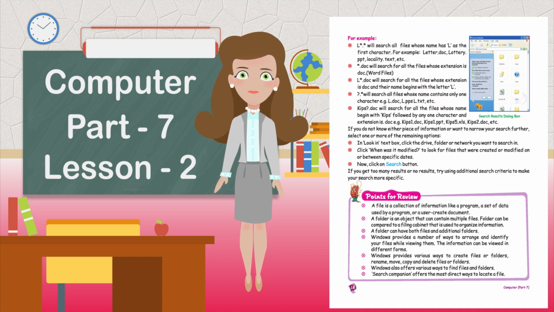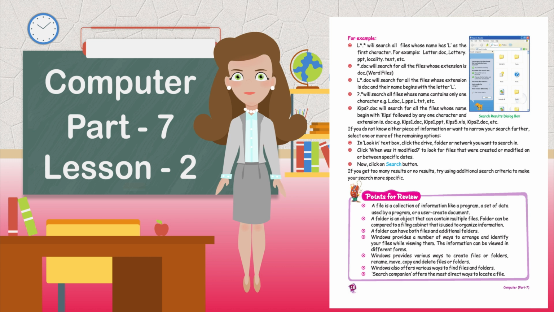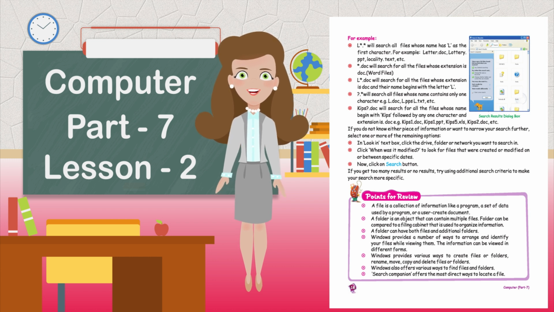Points for review. A file is a collection of information like a program, a set of data used by a program, or a user-created document. A folder is an object that can contain multiple files. A folder can be compared to a filing cabinet that is used to organize information. A folder can have both files and additional folders.